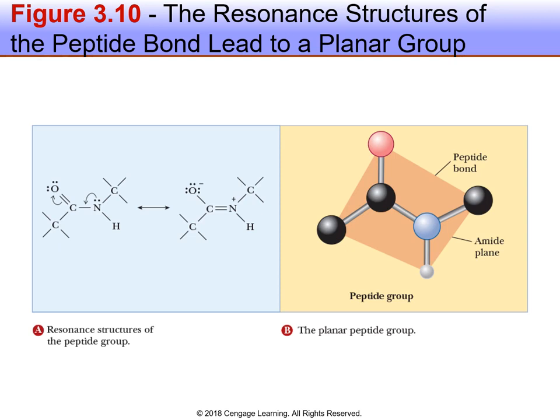However, we have a free rotation between this nitrogen and alpha carbon, and between this carbonyl carbon and this alpha carbon. So from this side and from this side, alpha carbon with nitrogen, alpha carbon with carbonyl carbon, we have a free rotation here. So we can say that the peptide bond is rigid and planar. Why? Due to resonance stabilization.